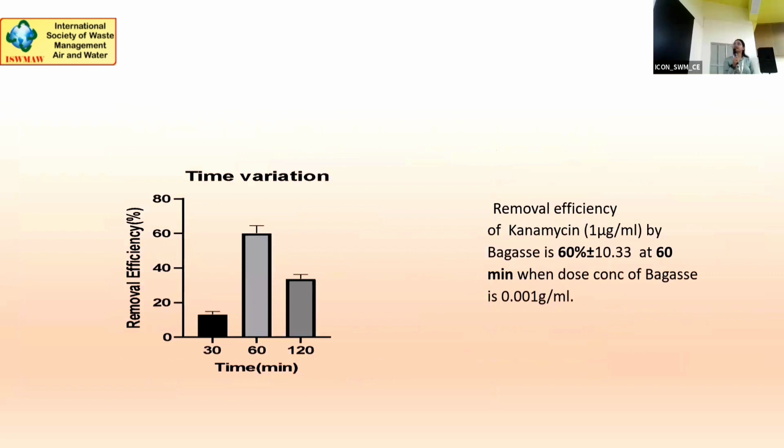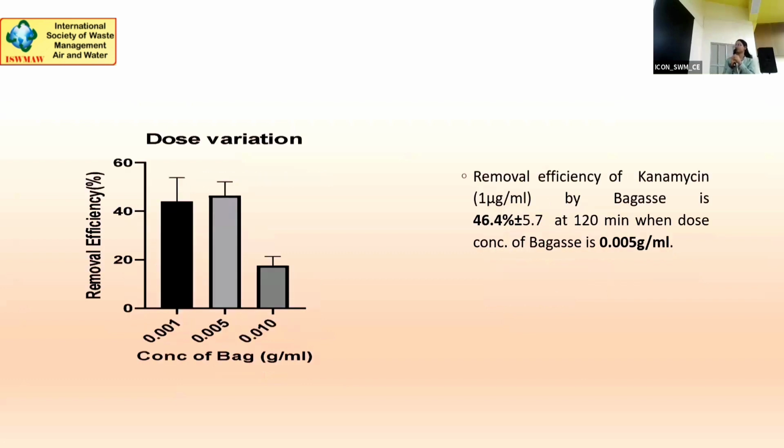Next. So this is the study of the UV spectrophotometer. The removal efficiency of kanamycin by bagasse is 60% plus or minus 10.33 at 60 minutes when the dose concentration of bagasse is 0.00 gram per ml. Next. In case of dose variation, the removal efficiency of kanamycin by bagasse is 46.4% plus or minus 5.7 at 120 minutes, which is 2 hours, when the dose concentration of bagasse is 0.005 gram per ml.